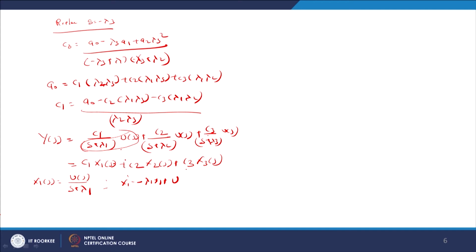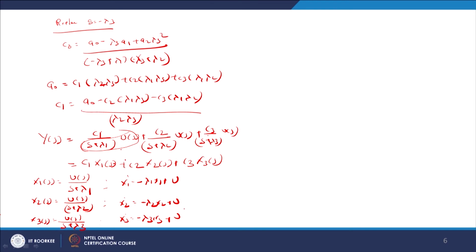Now, next we have got X1(s). Similarly, we can go for X2(s). What is X2(s)? X2(s) equals U(s) over (s plus lambda 2). So here we have s into X2, that is X2 dot, equals minus lambda 2 into x2 plus u. Similarly, we can write X3(s) equals U(s) over (s plus lambda 3). So we get x3 dot equals minus lambda 3 into x3 plus u.